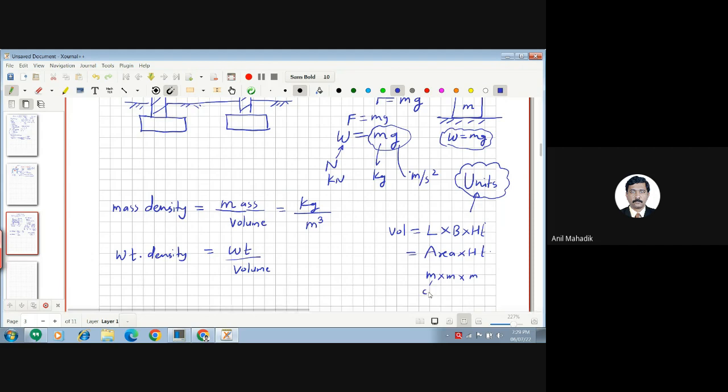It may be meter cube, centimeter cube, or other cubic units; these are the major units. So mass density is kg per meter cube. And what is weight density? Weight is equal to mg, where m is in kg and acceleration is in meter per second square. So kg meter per second square, which we generally call a Newton. So this will be in Newton per meter cube. This is the weight density.